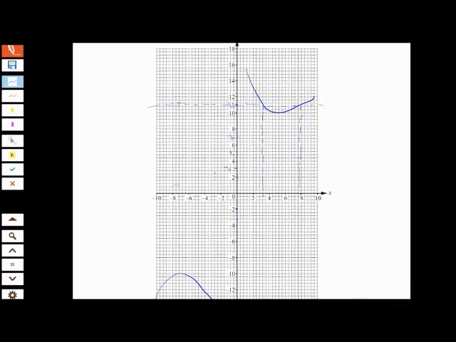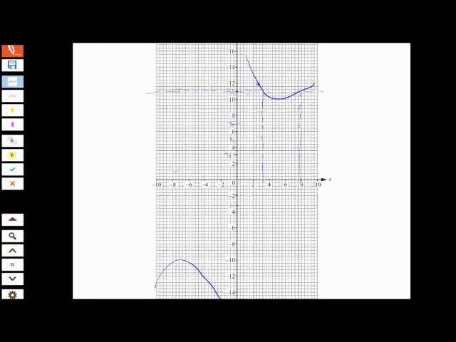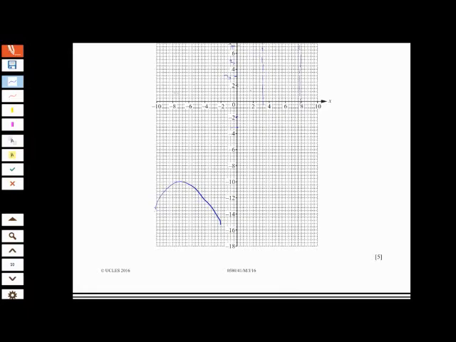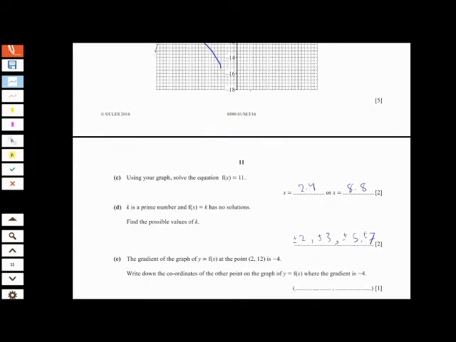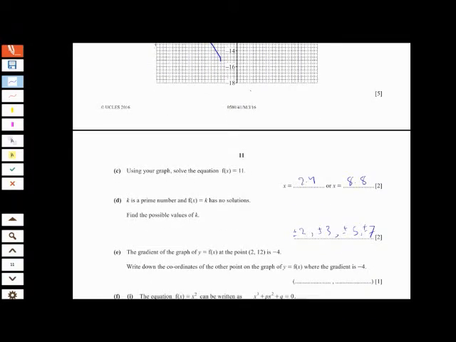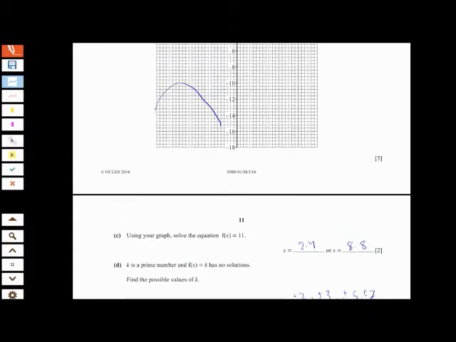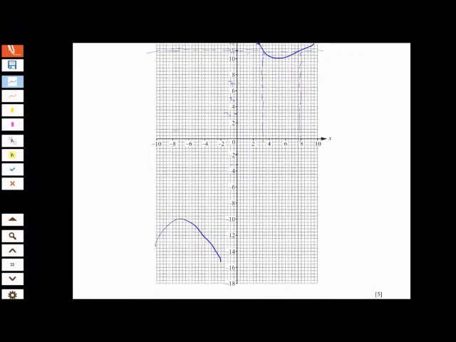Sorry. This point right here. If you draw a tangent here, this is the gradient, and that point is negative 4. So what are they asking? They're asking, write the coordinates of the other point of the graph where the gradient will also equal negative 4.